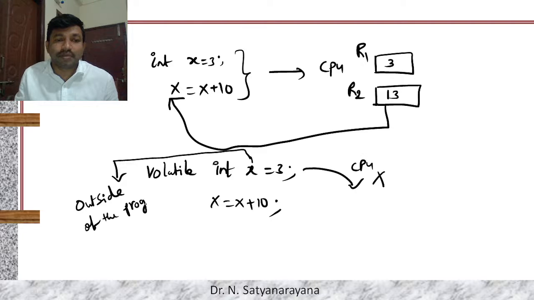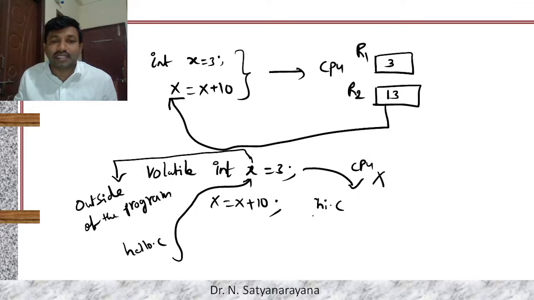The program may be on the network, or people may be working on a common project. For example, if this is a program hello.c, somewhere else may also be modifying the x value. So if the CPU brings this x value 3 into CPU registers, and hello.c updates the value prior to the CPU updating x as x plus 10, somebody outside the program can update the variable. In such a case, the CPU will miss the updated variable while it updates x is equal to x plus 10.